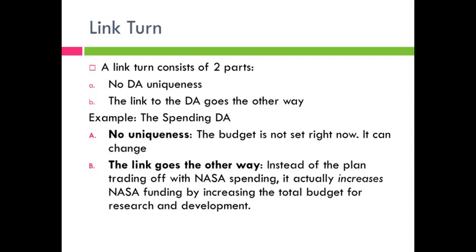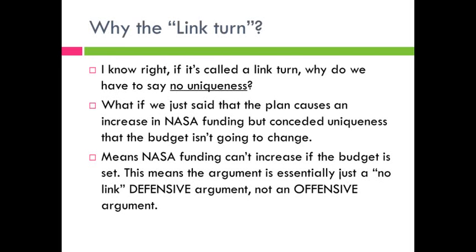So the DA says that the plan causes a decrease in NASA funding. The link turn says the plan actually causes an increase in NASA funding. So the link goes the other way, which is distinct from impact defense. Okay? So why is it called a link turn? I know, right? If it's called a link turn, why do we have to say no uniqueness?